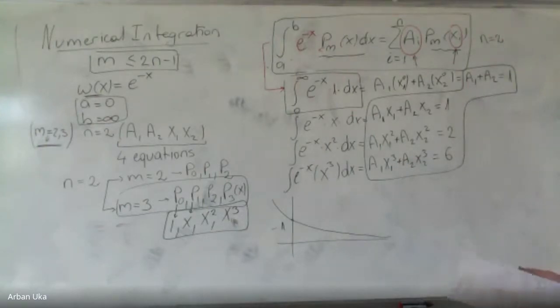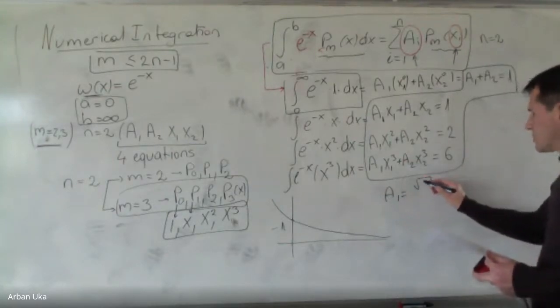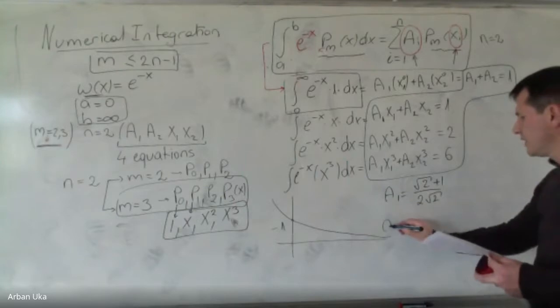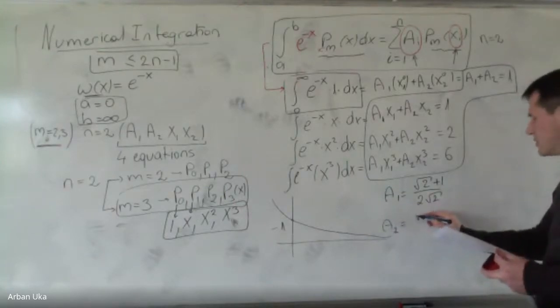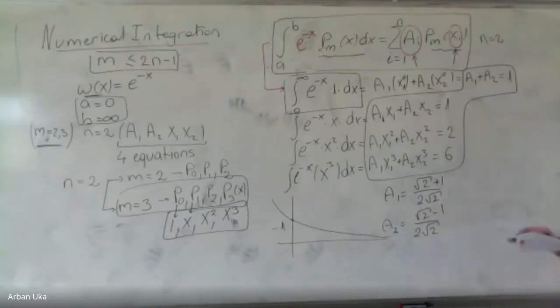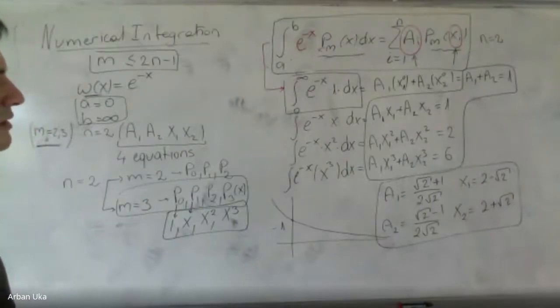Finally, from these 4 equations, we get that a1 is equal to square root of 2 plus 1 over 2 square root of 2, and a2 is equal to square root of 2 minus 1 over 2 square root of 2. Then we find that x1 is equal to 2 minus the square root of 2, and x2 is equal to 2 plus square root of 2. Good.